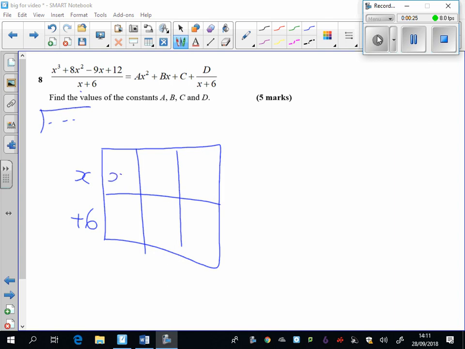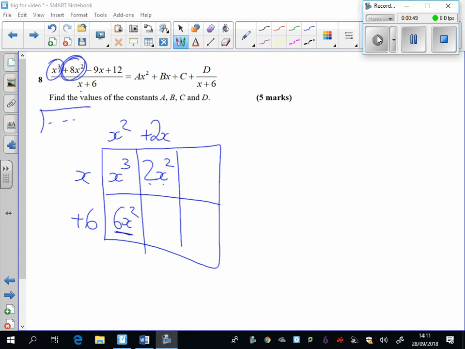I need an x cubed here because it says I want an x cubed. So x squared times x is x cubed. But as a byproduct down here, I'm getting 6x squared. I don't want 6x squared, I want 8x squared, which means I need another 2x squared here. How do I get a 2x squared here? It means I'd have to add a 2x there.